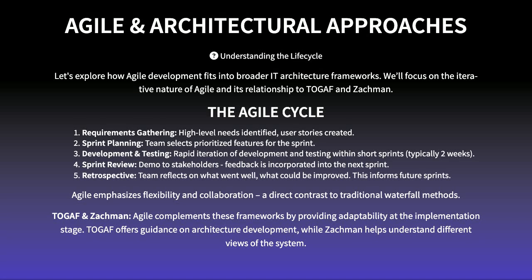Okay, let's talk about how Agile fits into the bigger picture of IT architecture. Think of Agile as a really fast-paced way to build software. It's all about short cycles and constant feedback. We start with high-level needs, then break them down into smaller user stories, plan what we want to achieve in each sprint, usually 2 weeks, actually build and test the features, show it off to stakeholders for their input, and finally, reflect on how things went so we can improve next time. It's a very iterative process.